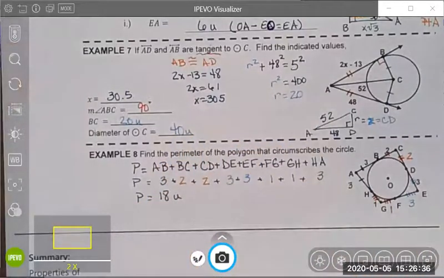And that's it, folks. That's everything you need to know about tangent lines. Next time, we'll cover even more theorems. Stay tuned.